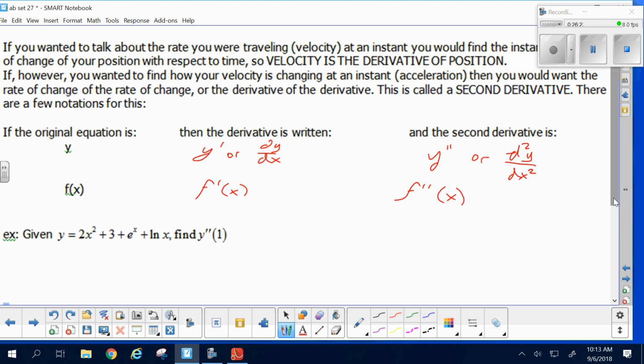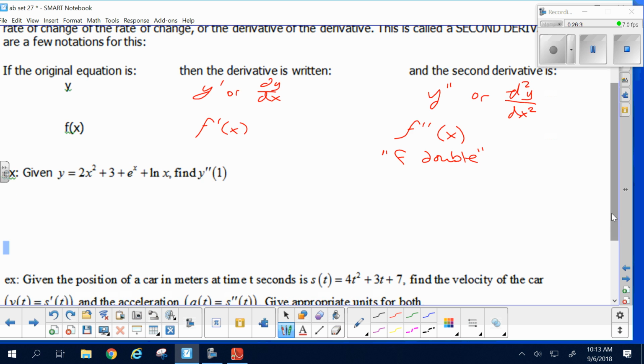Actually, get that in your notes. This is read as f double prime. I guess you could call it f double prime, but most people just say f double. Okay. Now, if in this example they ask you to find y double prime at 1, then you're going to have to take the derivative twice. First, find y prime. What is y prime? What's the derivative of 2x squared?